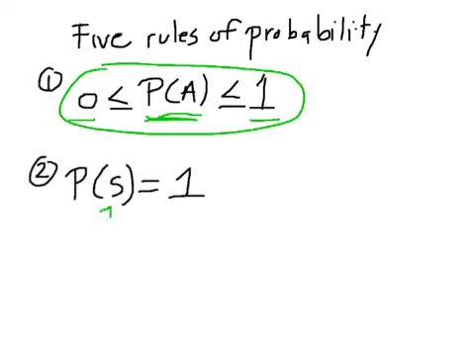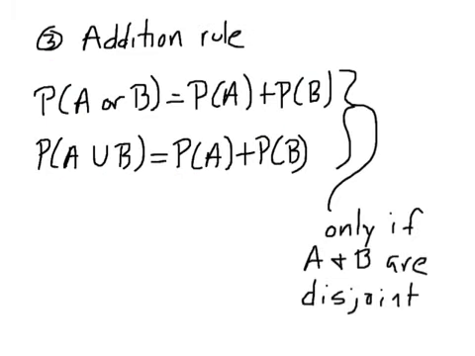Second rule, this S, by the way, stands for sample space. And remember, the sample space is the list, or the set, of all possible outcomes. So all this is a fancy way of saying the probability that something happens is 1. When you flip a coin, what's your sample space? Well, it's heads and tails. So what's the probability of getting either a head or tail? Well, it's 1, right? If you roll a die, what's the probability of getting a number 1, 2, 3, 4, 5, 6? It's 1. The probability of something happening is 1. Okay? That's 2 of our 5 rules, probably the easiest 2.